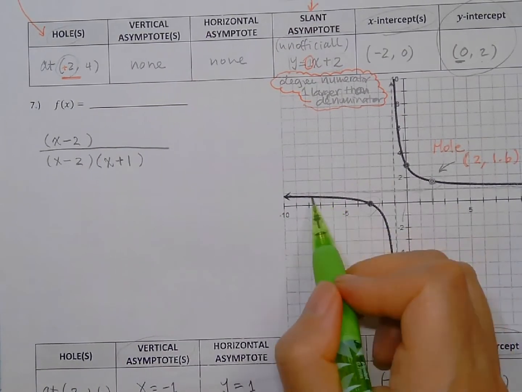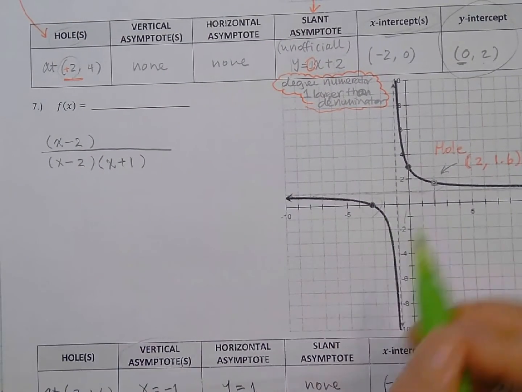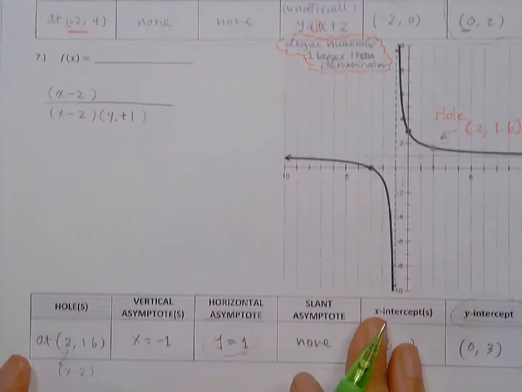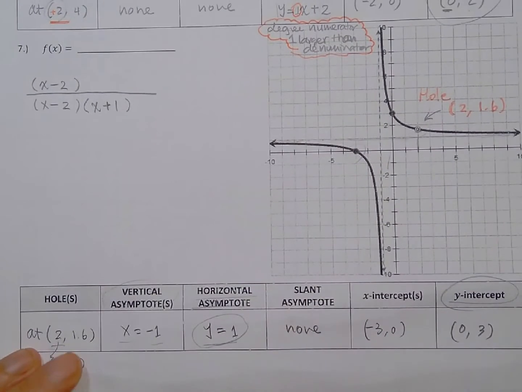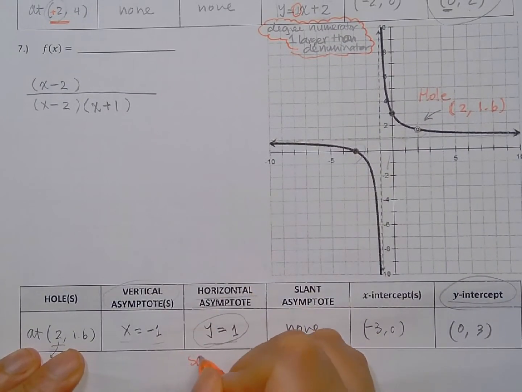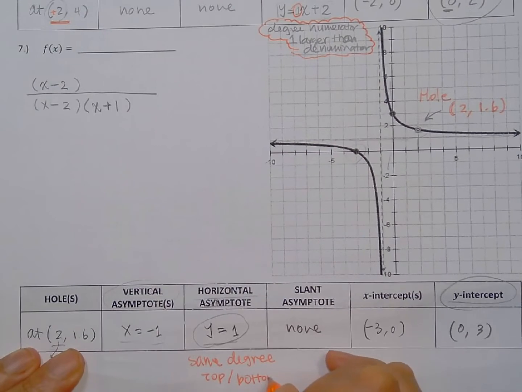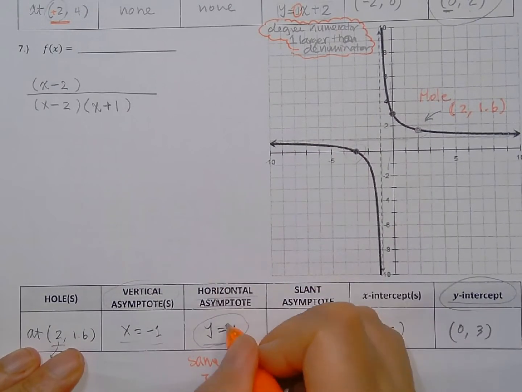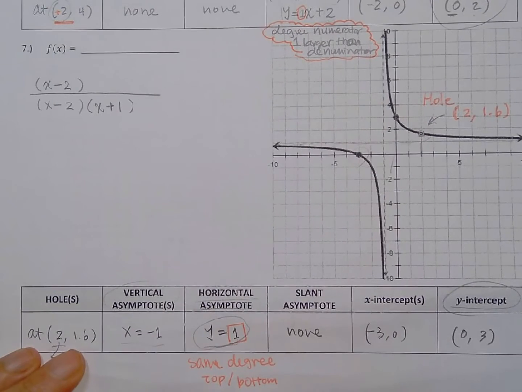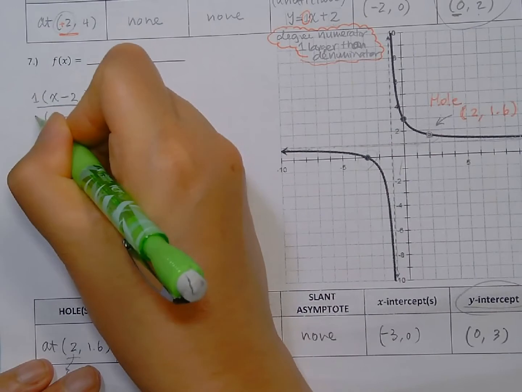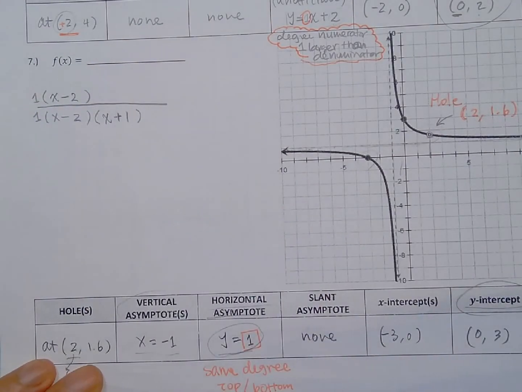the fact that I do have y = 1 as a horizontal asymptote forces us to figure out it's the same degree top and bottom, and being at 1, so we have leading coefficients from top and bottom of 1 and 1. Easy.